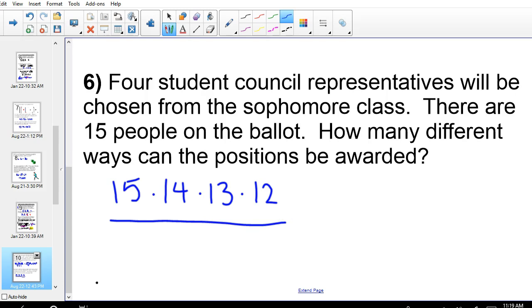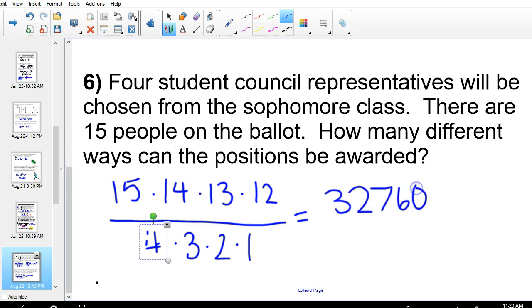So once we've picked our 4 people, the number of ways that they could be ordered, we have 4 options for whoever could be first. We'd have 3 options for whoever could be second. We'd have 2 options for whoever could be third, and 1 option for whoever's last. So we're figuring out 15 times 14 times 13 times 12, which is 32,760. And then we'll divide that by 24. And so we get 1,365.